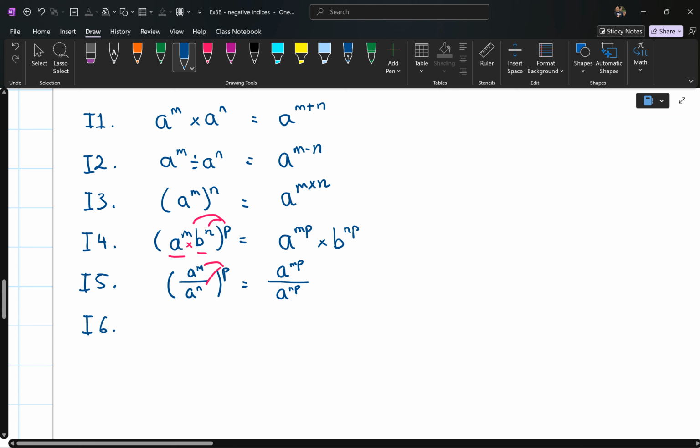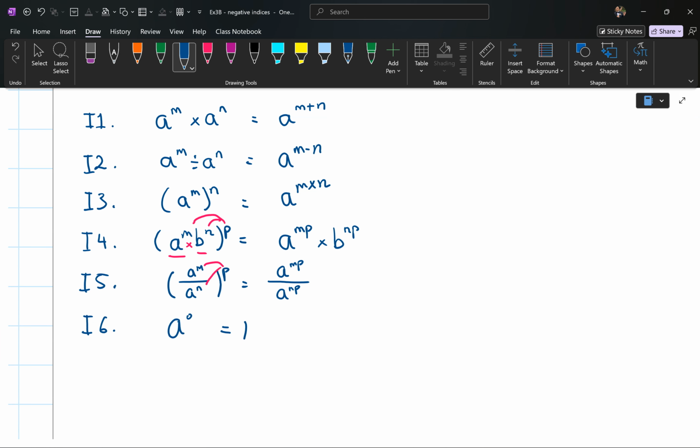Rule number 6. Index law number 6. Andrew again. A to the power of 0 is equal to 1. Let's go with the second last one, which you can use in today's exercise. I only recommend it towards the end. What is index law number 7? Let's go with Nishi. Very good. So the reciprocal is then the positive power.